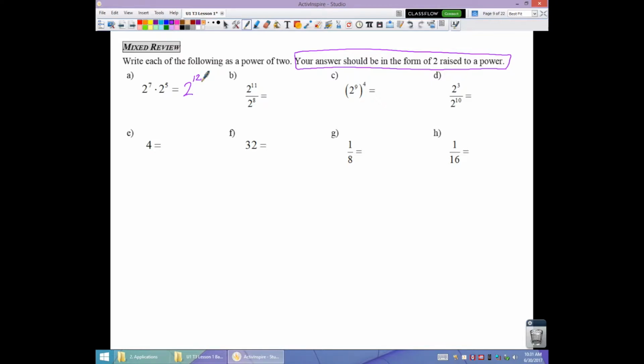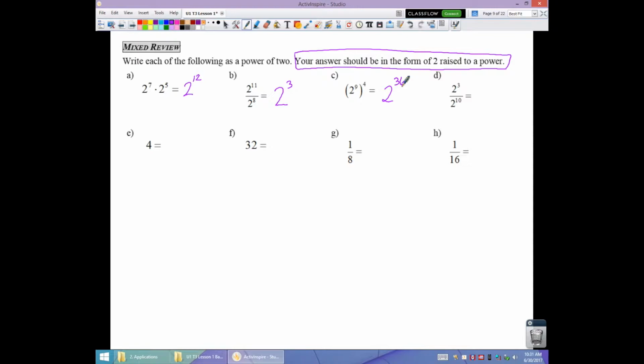Part B, 2 to the 11th over 2 to the 8th. That's division. So we subtract exponents. That's 2 to the 3rd. Part C, power to a power. We're going to multiply the exponents. So 2 to the 36th power.